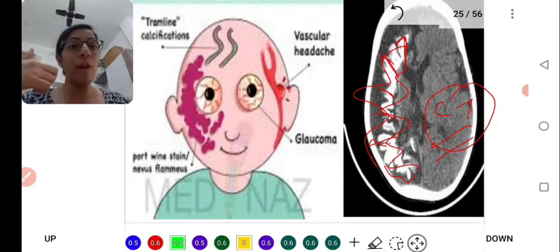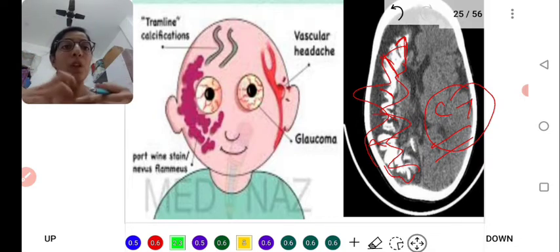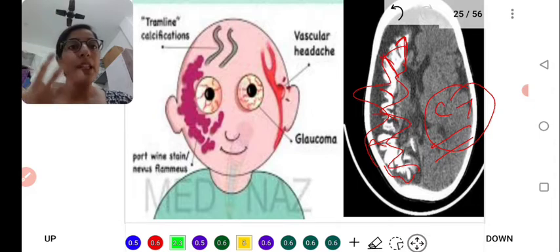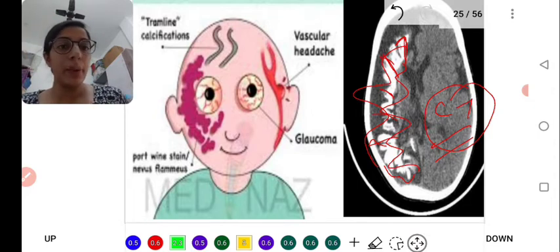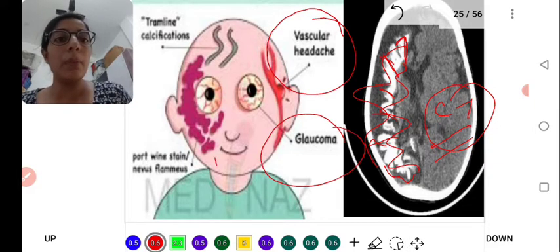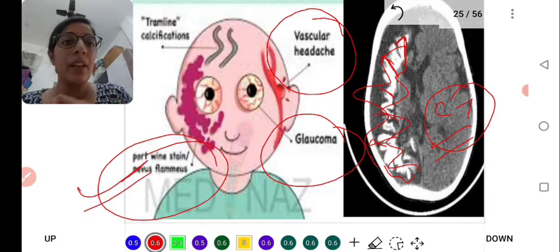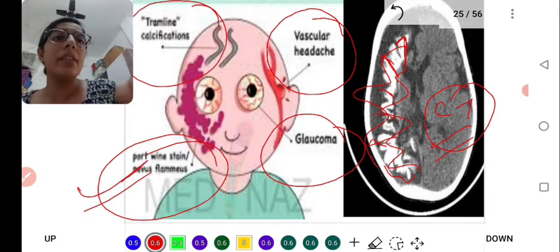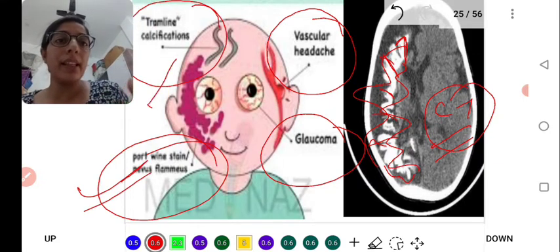Half of the face is also involved, having a port-wine stain because of the involvement of the capillaries, and because the eye is also involved there is a high chance of glaucoma in these patients. Here you can see the vascular headache, glaucoma, port-wine stain, nevus flammeus, and tram-track or tram-line calcification.